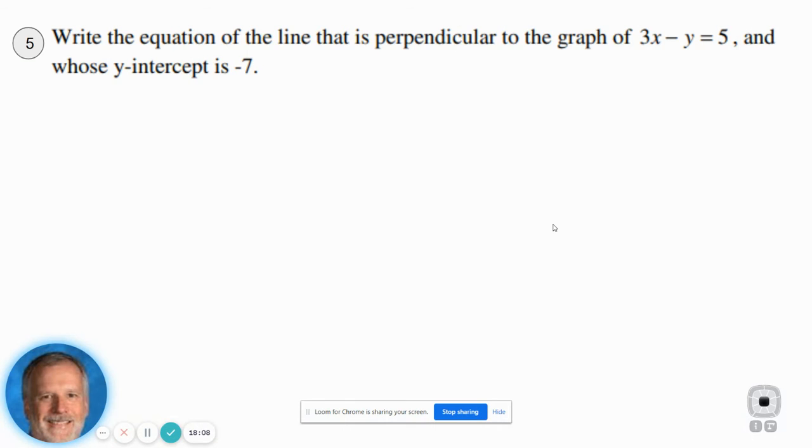We're going to wrap it up with this example. We've done parallel. But how do we write the equation of a line that is perpendicular to the graph of 3x minus y equals 5? And it's going to also have a y-intercept. So we know the slope is perpendicular and has a y-intercept of -7. How do I do that?